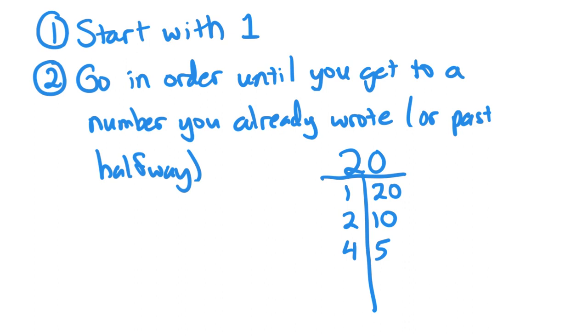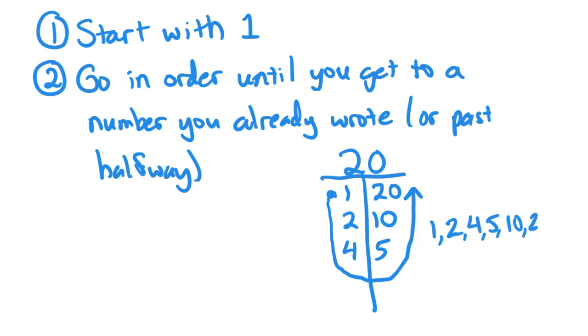Now to put them in order, because we always write them in order least to greatest, you start here at the top of your T-chart and then go down the left side, then go back up the right side. And so the factors of 20 would be 1, 2, 4, 5, 10, and 20.